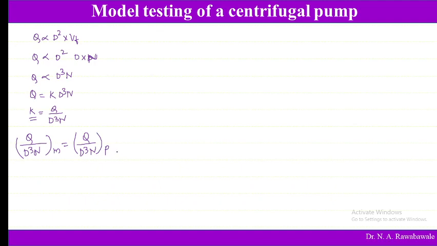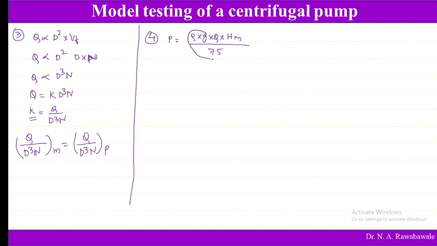Now for power of a pump, the fourth point. So this was the third point. The fourth condition is power of pump, given by P is equal to rho into g into Q into Hm divided by 75. This is in horsepower. So 75, rho and g are constants. So directly this power is proportional to Q into Hm.